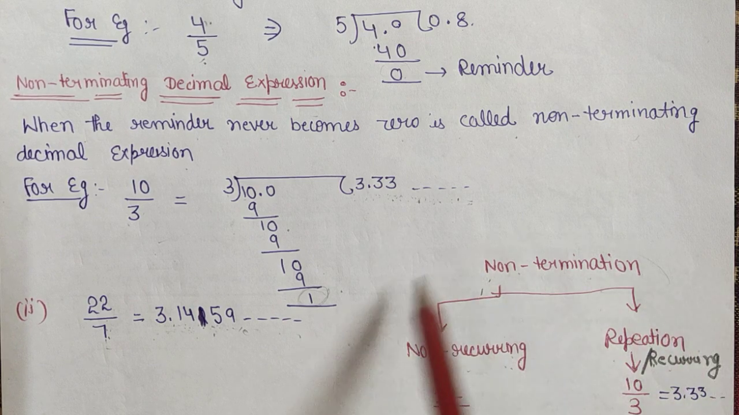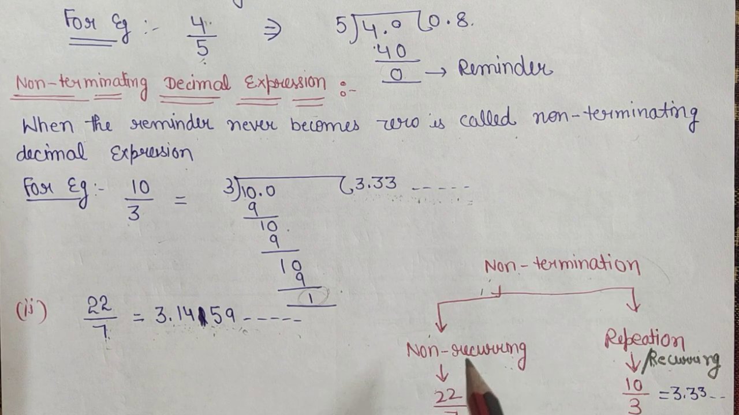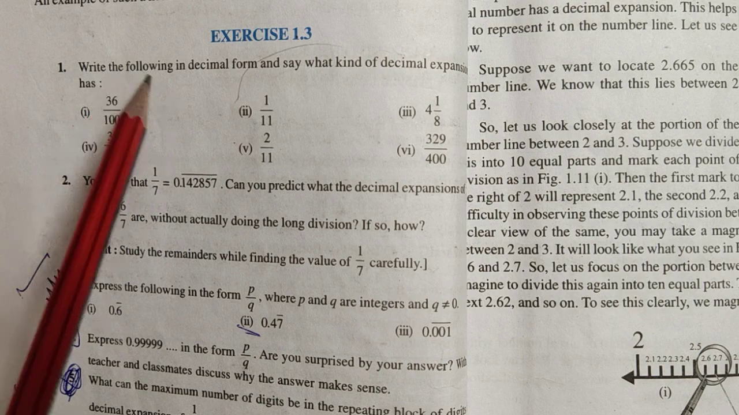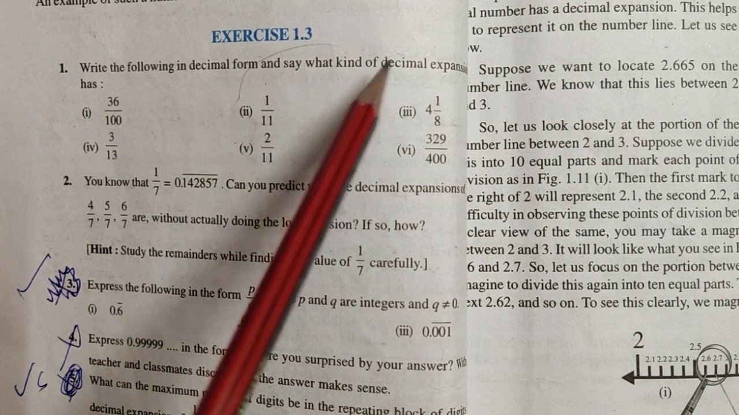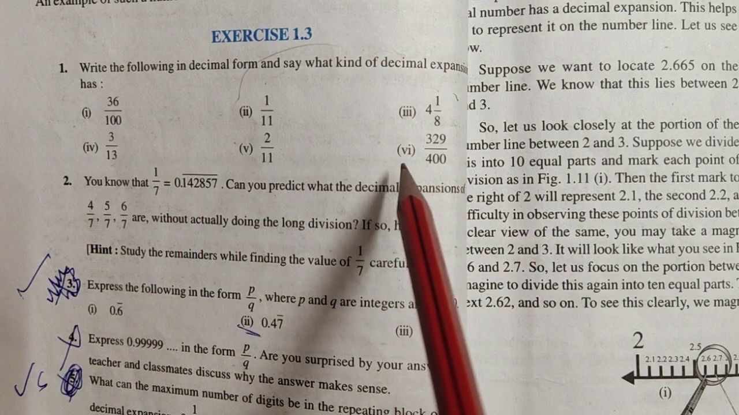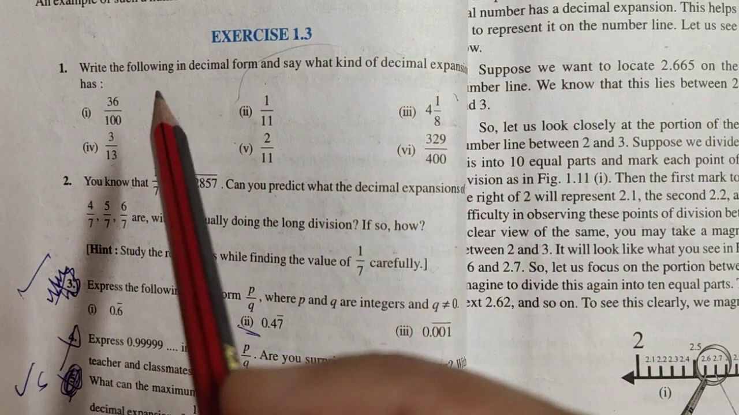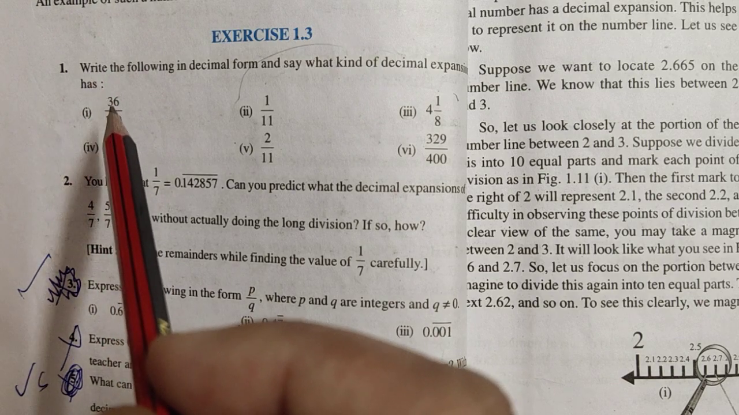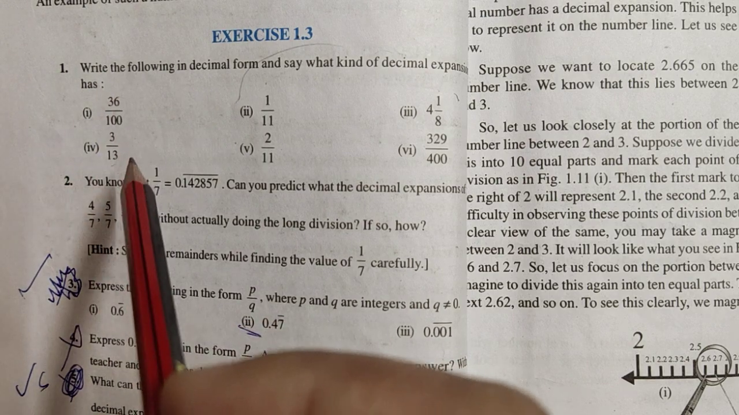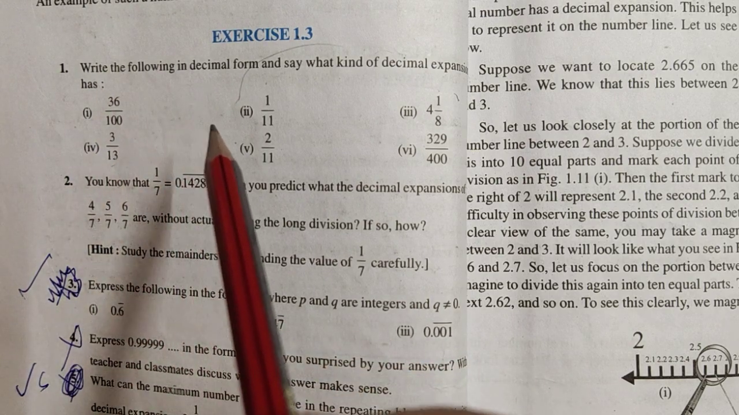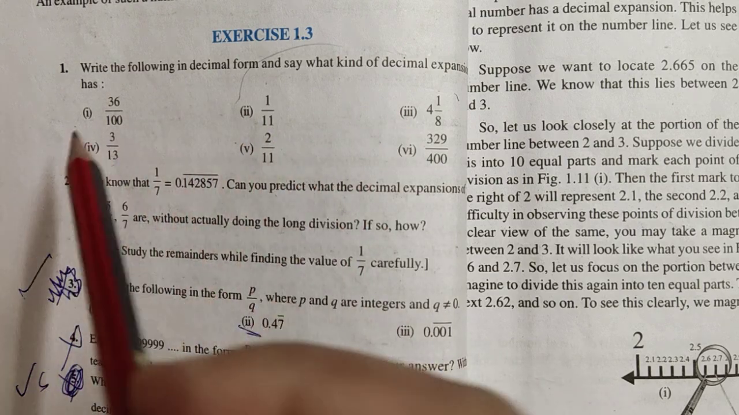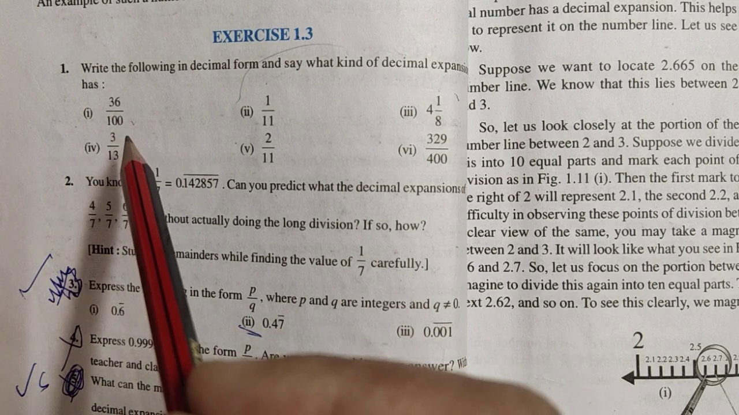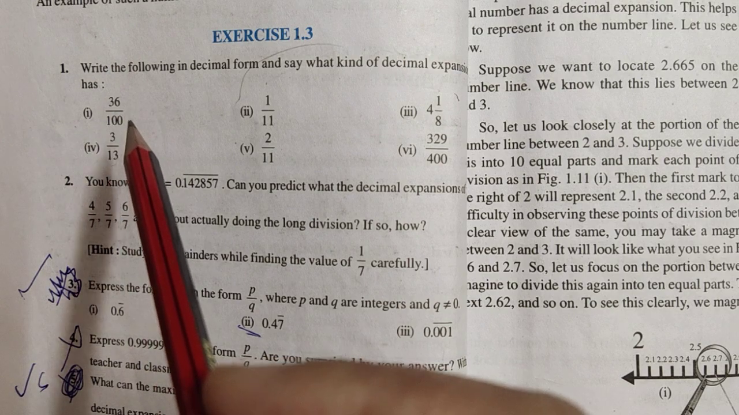On the basis of this concept, we will do the questions. So this is your first question of exercise 1.3. Write the following in decimal form and say what kind of decimal expansion it is. You have been given 6 questions in the first part. You have to find whether it is a terminating decimal expansion, or a non-terminating, non-repeating or non-terminating, repeating decimal expansion. First you will divide the numerator by the denominator. After that you will find out whether the given decimal expansion is terminating or non-terminating.